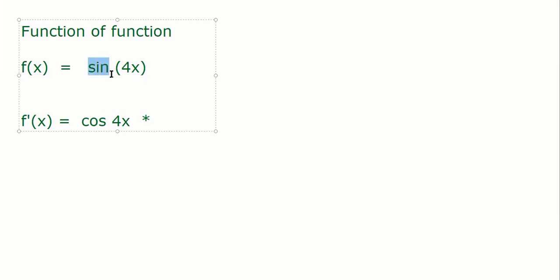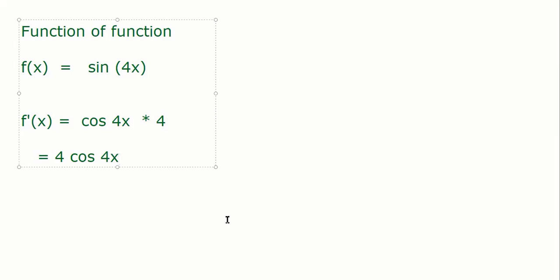So we're done with the sine. Now our second function is 4x. What is the differentiation of 4x? 4. So first you assume sine of x, so cos of x. Then 4x. What is the differentiation of 4x? 4. The final answer is 4 times cos of 4x.